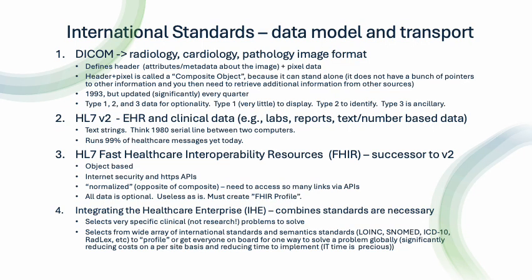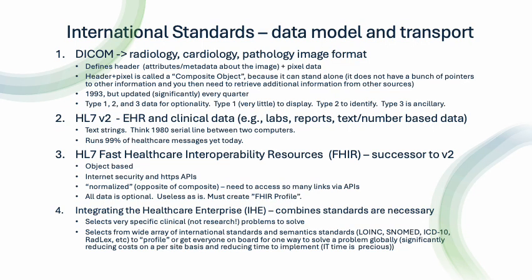HL7 FHIR, as opposed to DICOM, uses normalized objects. That's the opposite of composite. And what that means is that you have to create and access links all over the place. You start with a patient, but then the patient has all these different reports and objects and lab values and all these other things. You have to keep querying for more and more information. There's some ways to get around that using the everything operation, but we'll talk about that later.